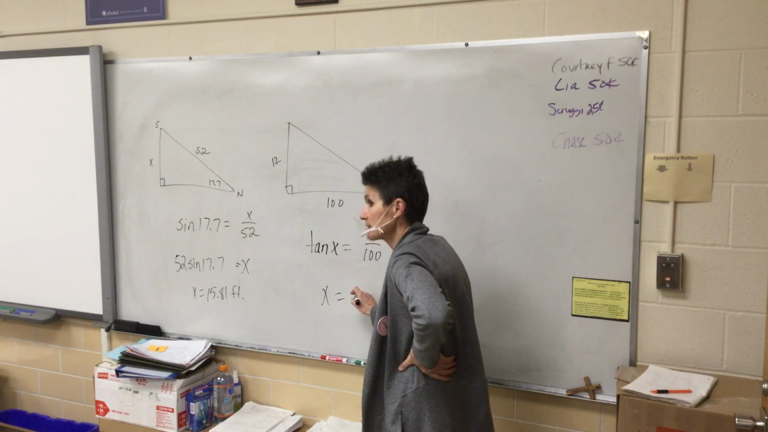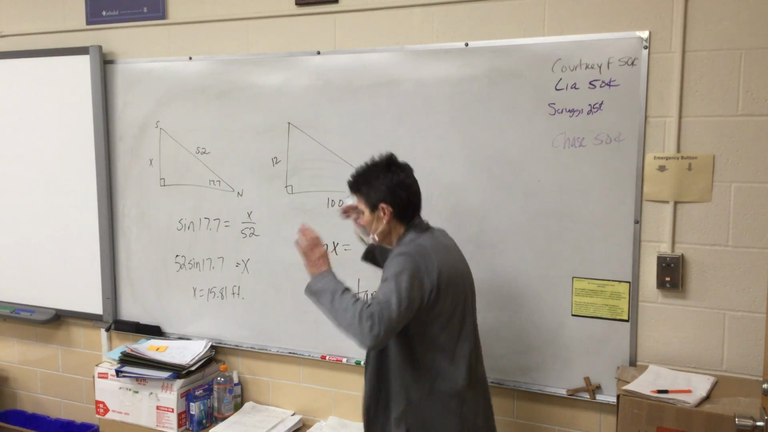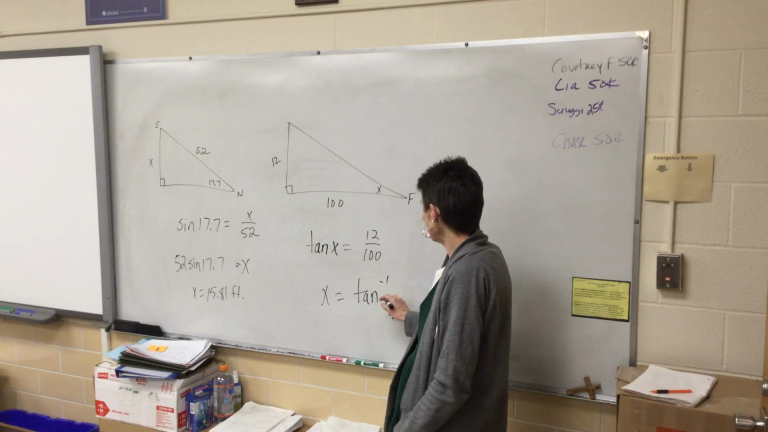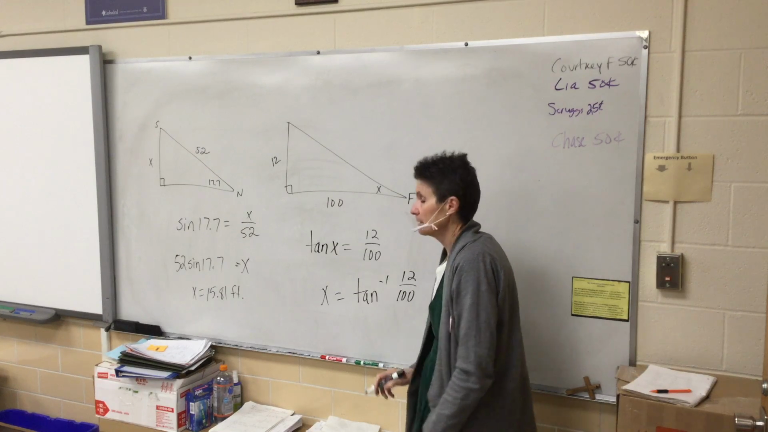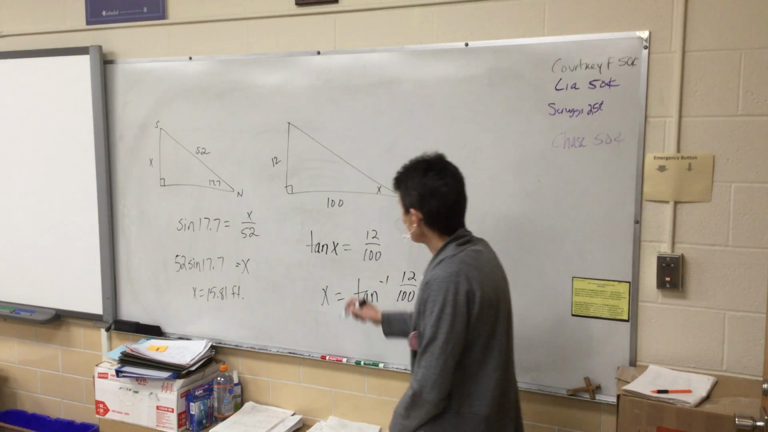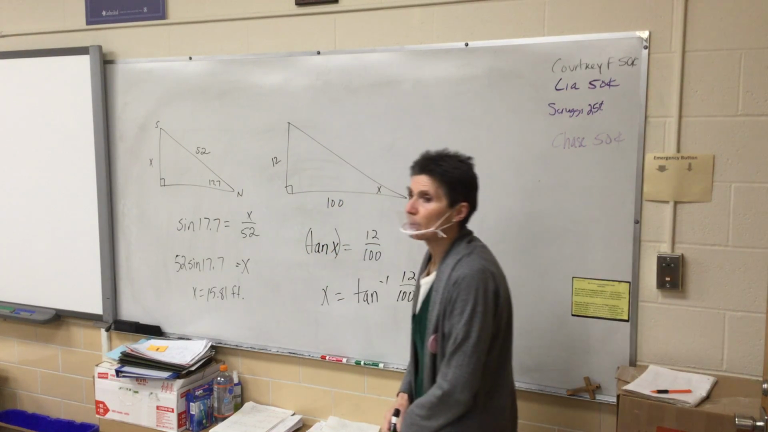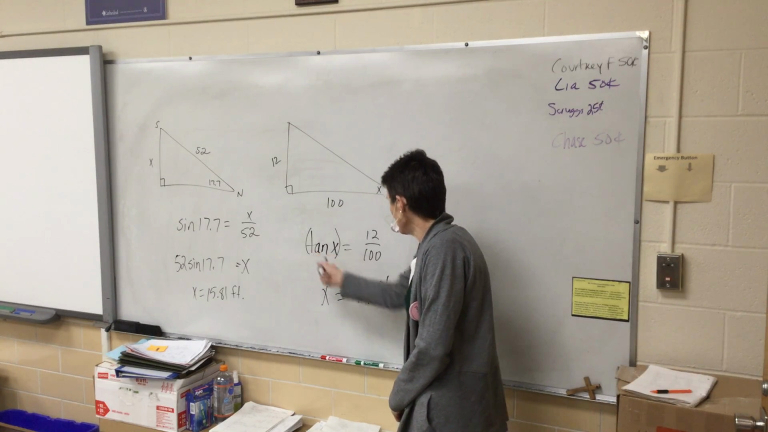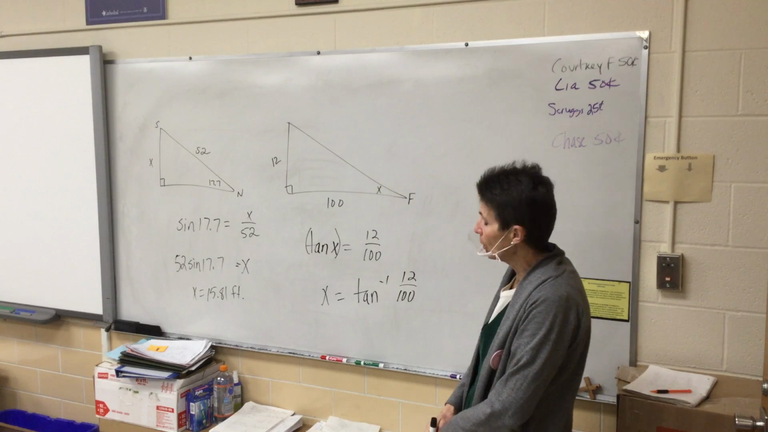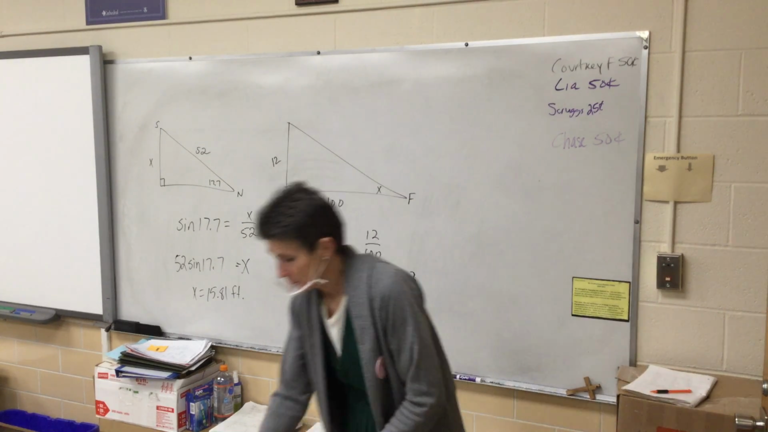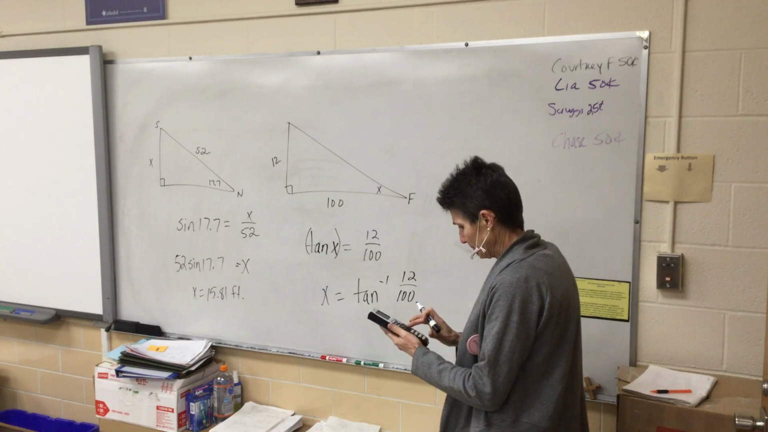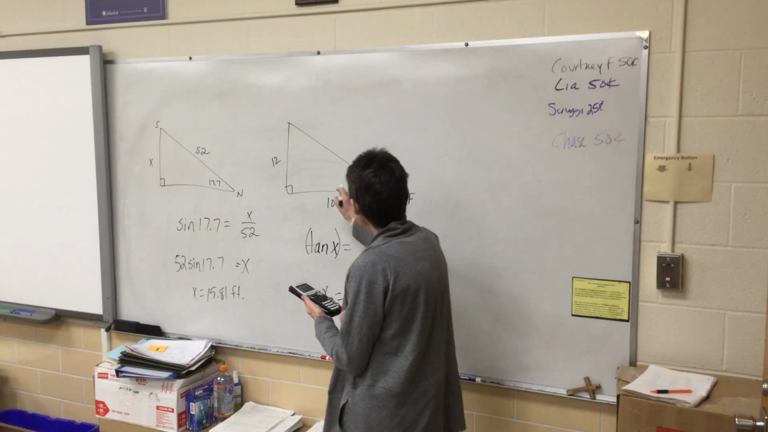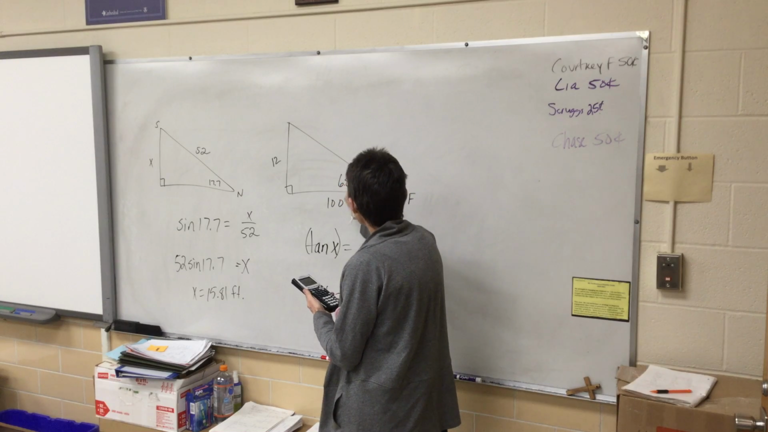How do I solve for x? Multiply by 100. When it is tan x, we do second tangent. These two are unbreakable. The only way to get x by itself is to use the inverse of the tangent. That's the only way you can do it. So second tangent, 12 divided by 100. So it's 6.84 degrees.